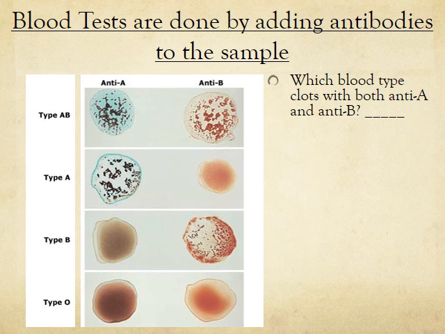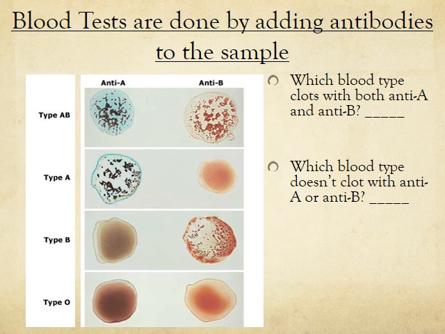So which blood type would clot with both anti-A and anti-B? Go ahead, think about it for a bit. Now, vice versa, which blood type wouldn't clot with either anti-A or anti-B? So if you look close, you'll notice that the one that clots with both anti-A and anti-B is the AB blood type. Meanwhile, the blood type that doesn't clot with anti-A or anti-B would be our O-type.